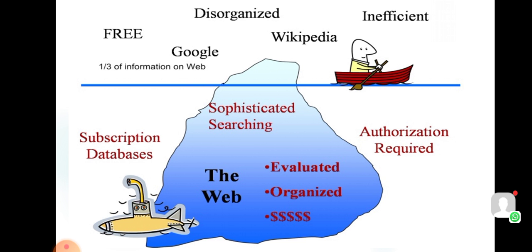The Google search engine is required to access such information, which is available free. If you require subscription databases, or evaluated and organized information, you need some kind of authorization. Authorization is required for getting access through the deep web, and sophisticated searching will be required there. What kind of searching will be required, and which type of search engine, we are going to discuss in this lecture.